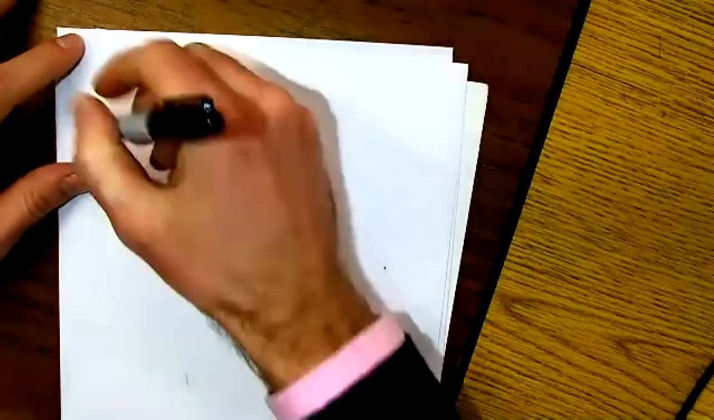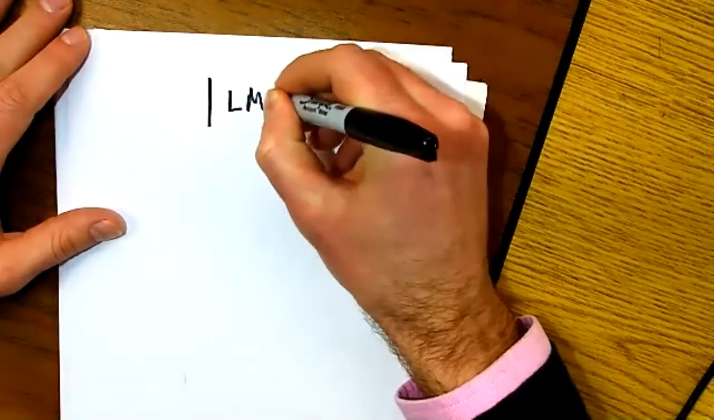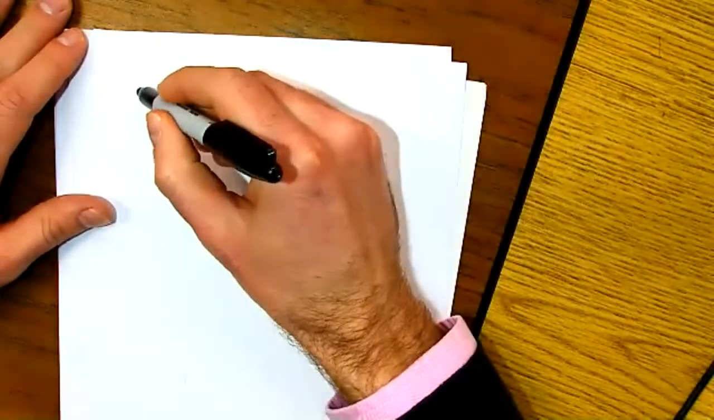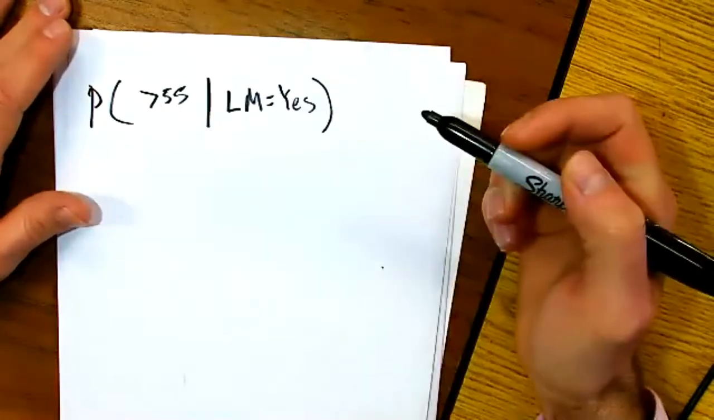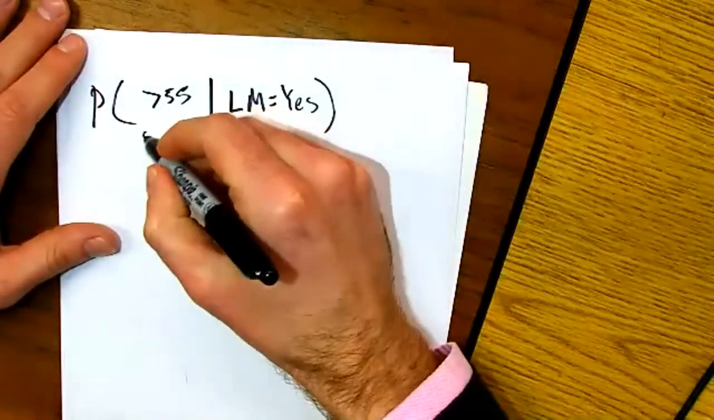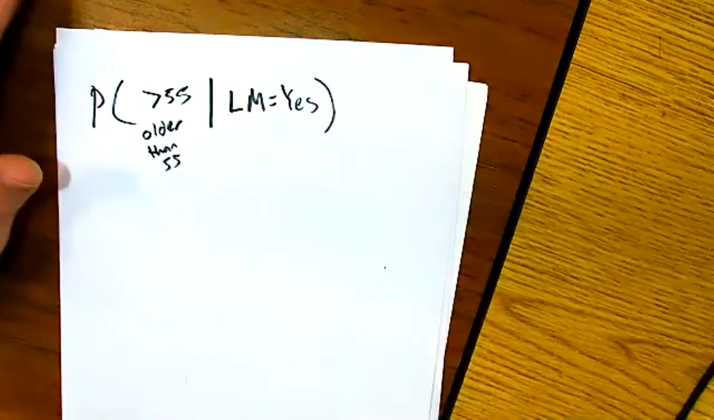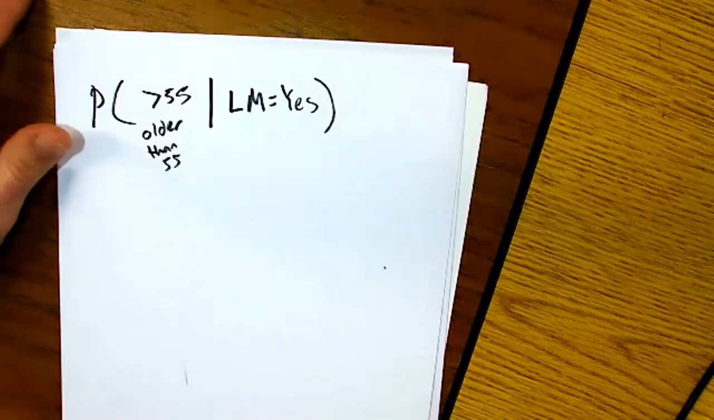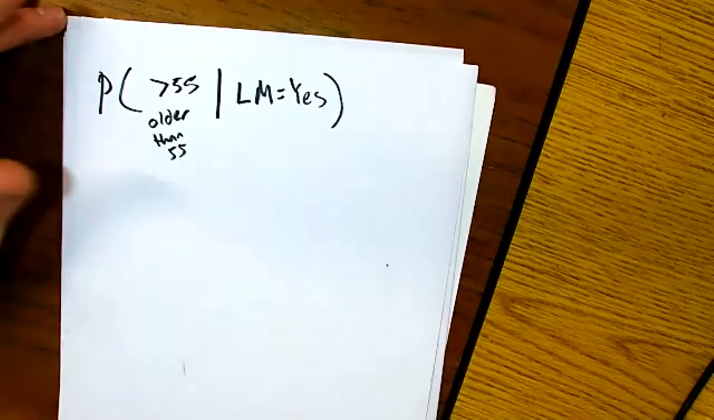So what we wanted was, I already forgot, I think it was: given that someone wants marijuana legalized, what was the probability that they were greater than 55 years old? Or you could write it out, older than 55. That was our event. So here we're looking for a conditional probability. And I'll show you where we find this in the formula sheet after we switch back.